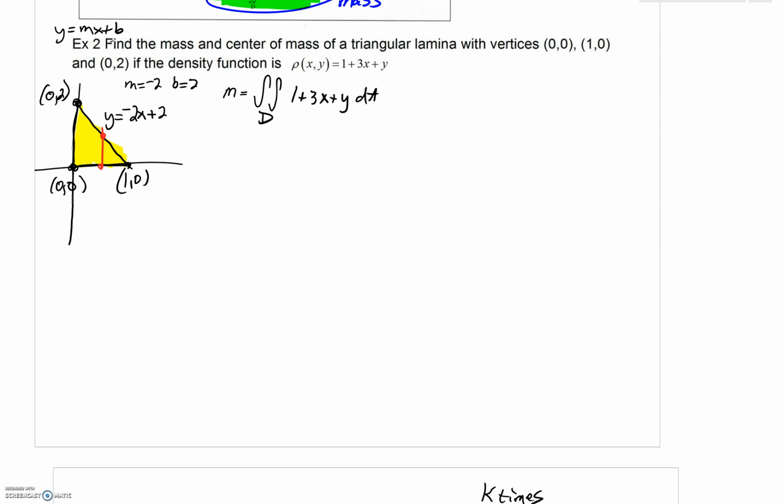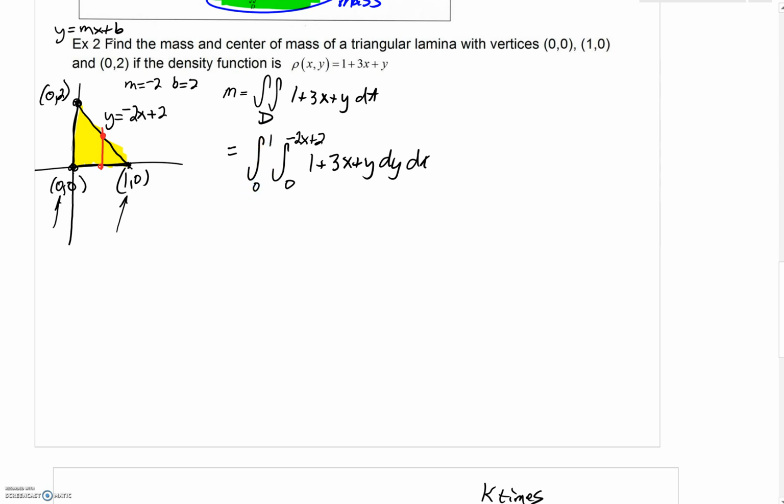You can see that this region, this mass right here that we're going to be finding is a type 1 double integral. And as we work this out, it's going to be something that we can do quickly. As we draw this vertical bar, our y boundaries are going to go from the x-axis, which is 0, up here to y equals negative 2x plus 2. And we're going to take all such vertical bars from x equals 0 to x equals 1.